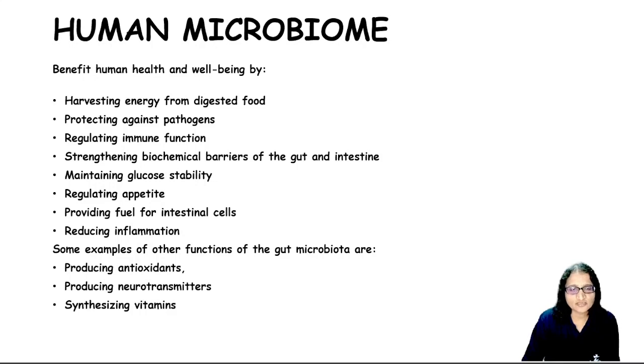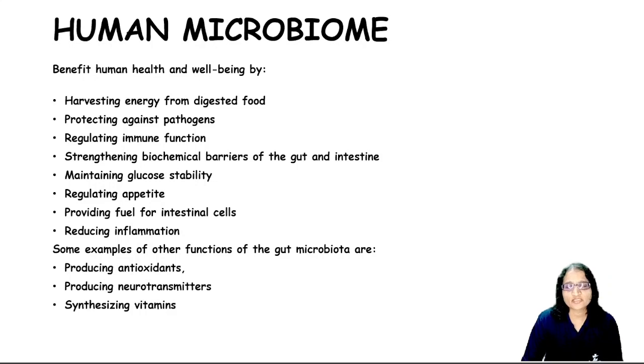And fourth, it helps in maintaining glucose stability. Certain gut microbiota help in metabolizing glucose and help in the absorption and storage of carbohydrate in the gut and other tissues. And it also regulates our appetite. You have thought about how, when we consume food, after some time we feel full. The gut microbiota can influence appetite and food intake by producing certain hormones, neurotransmitters, and metabolites that affect satiety and hunger, and also reward signals to the brain, and they provide fuel for intestinal cells.